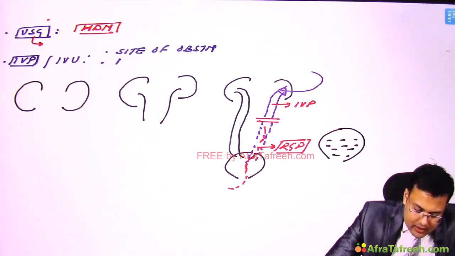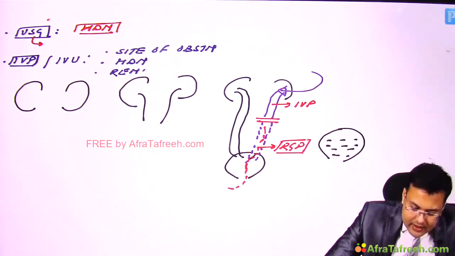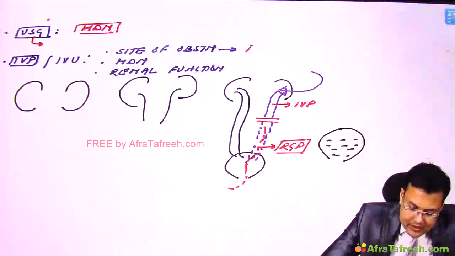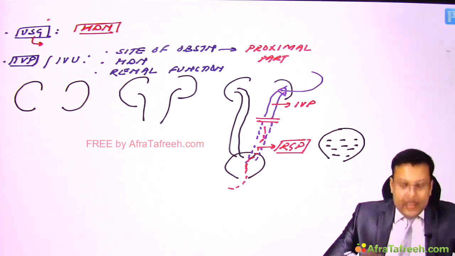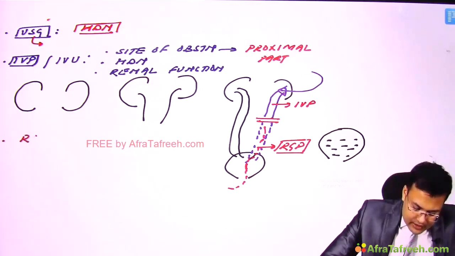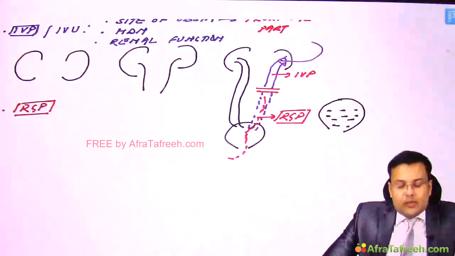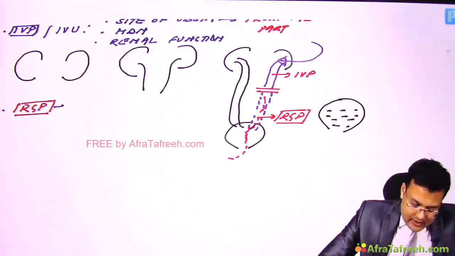Okay, so this IVP is for site of obstruction. This is for assessment of hydronephrosis and renal function, and it is going to assess which part of obstruction? Proximal. Which one? Proximal part. And for the distal part we go for RGP, retrograde pyelogram. So this is going to assess the distal part of obstruction.